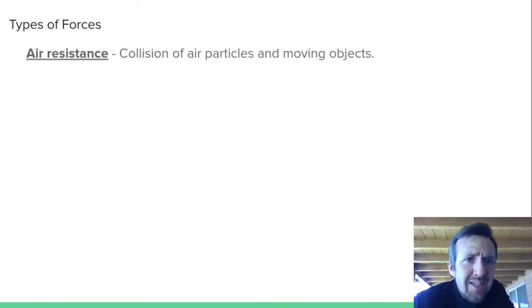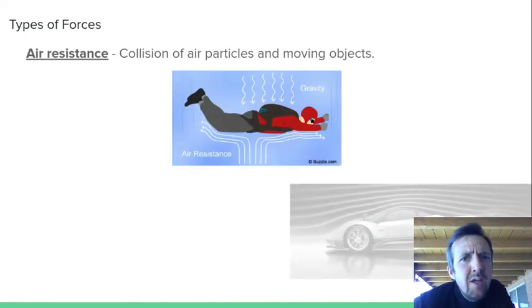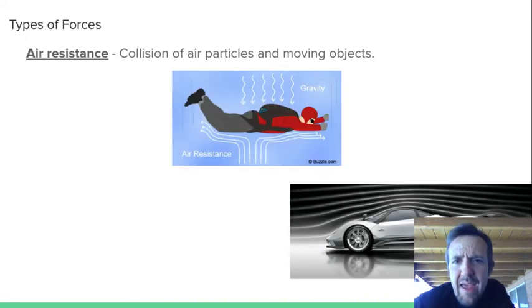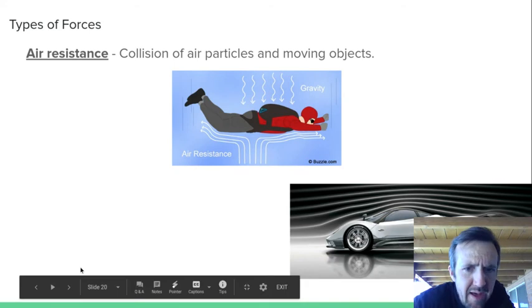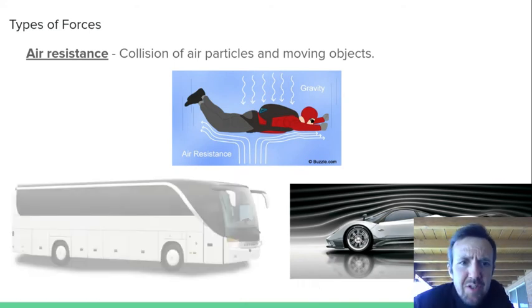And air resistance is a type of friction. It's hard to see air resistance because air is hard to see, but that is the collision of air particles and moving objects. So when a skydiver is falling through the air, gravity is pulling down, but air resistance is pushing back up. Those are the force pairs. So if you have gravity pulling down, then air resistance pushes back against it.